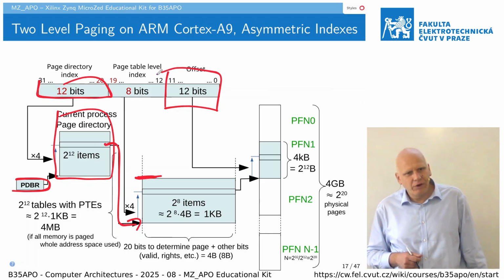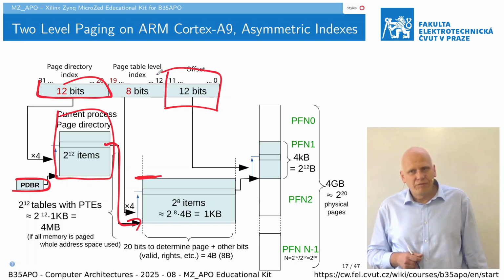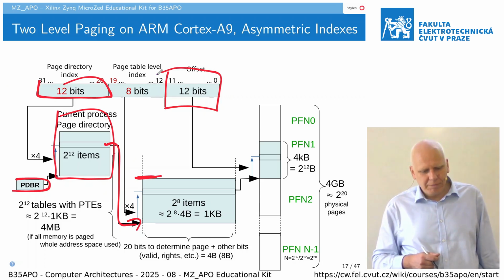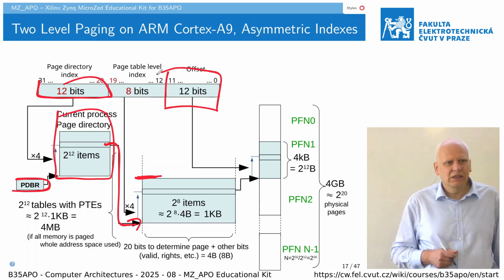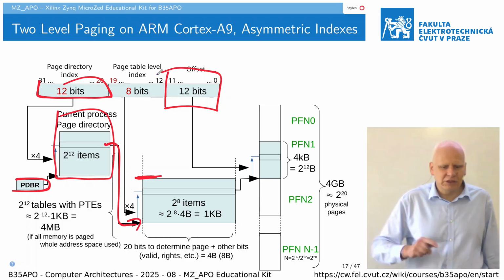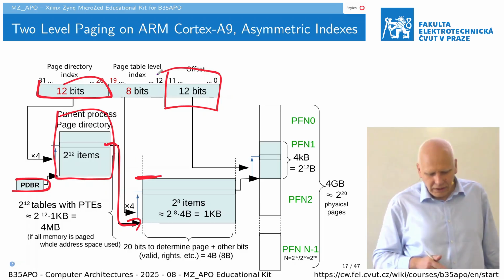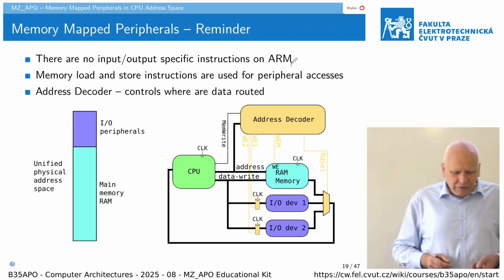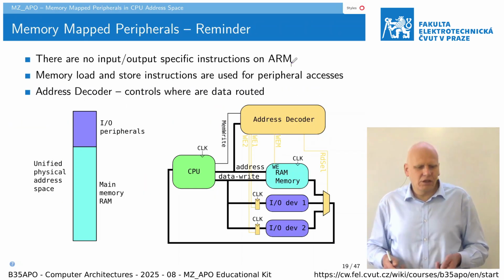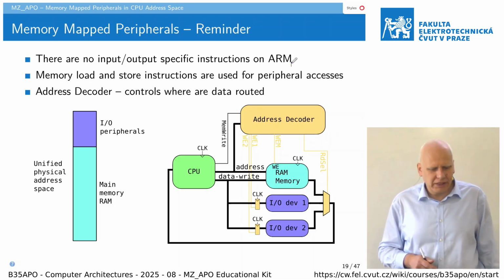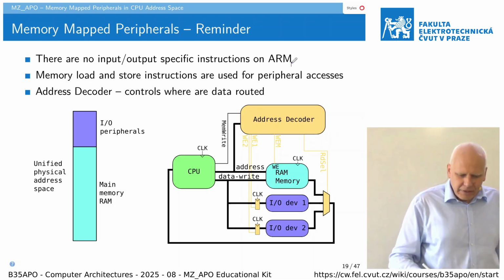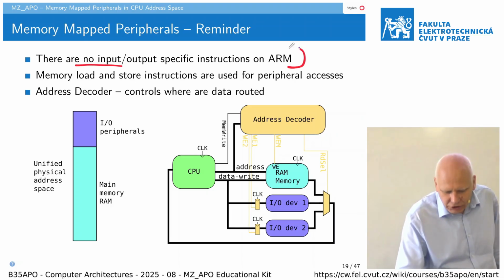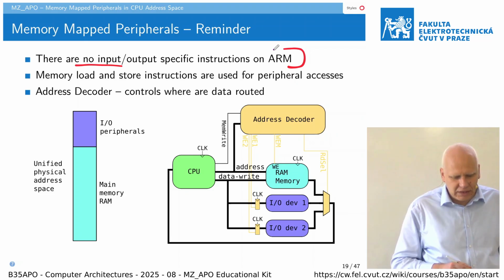The 12-bit 4K pages are very common, except for the Apple M1, which has 16K pages, but it can be switched even into the 4K mode. Okay. So, and now we go to our peripherals. You should remember from the previous lecture that there are again no specific input-output instructions on the ARM architecture.